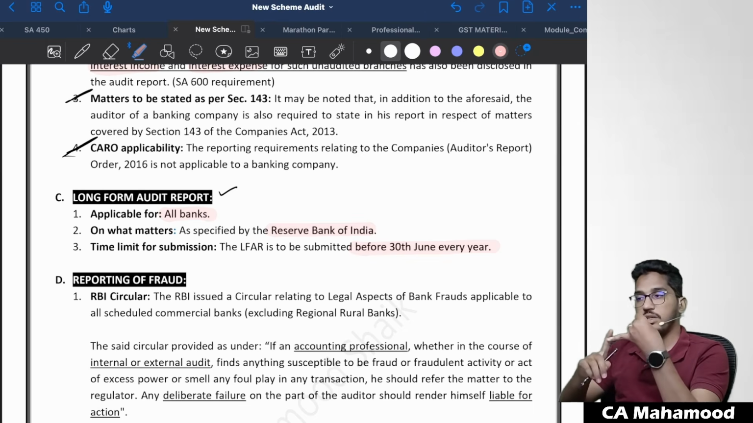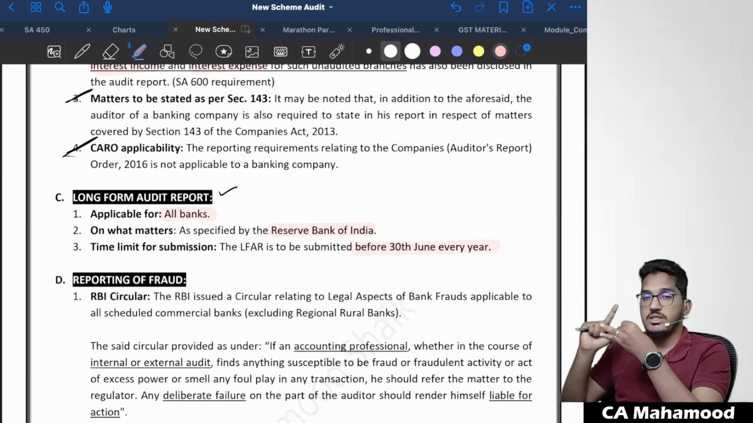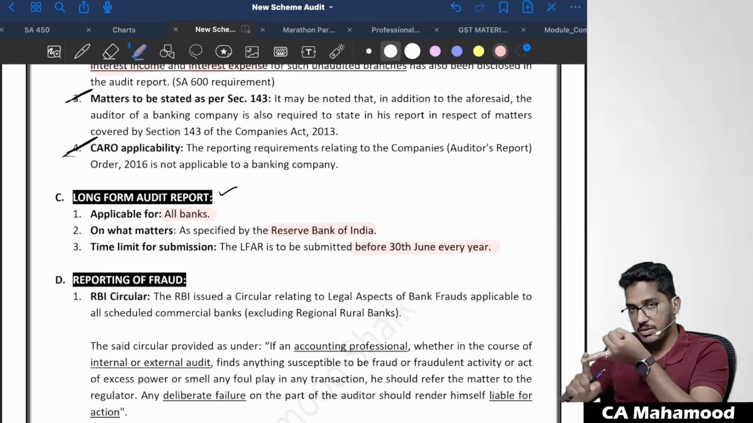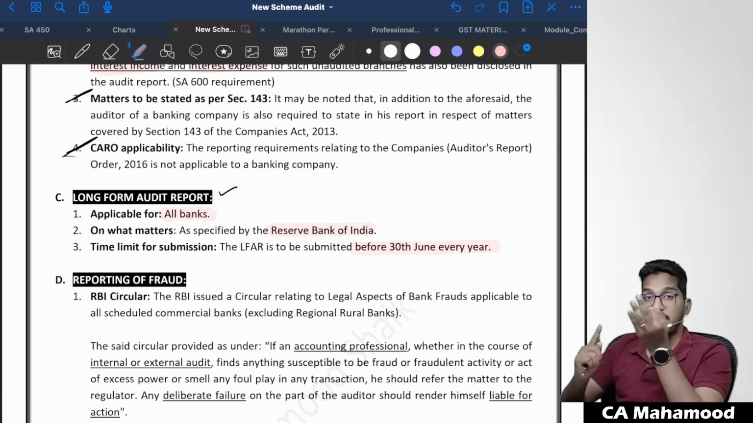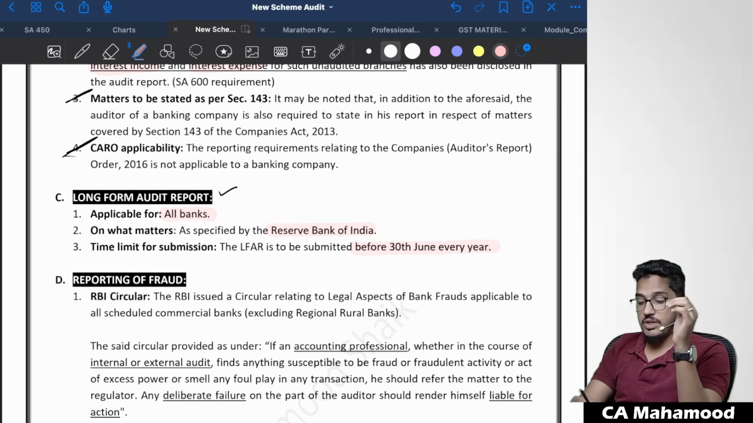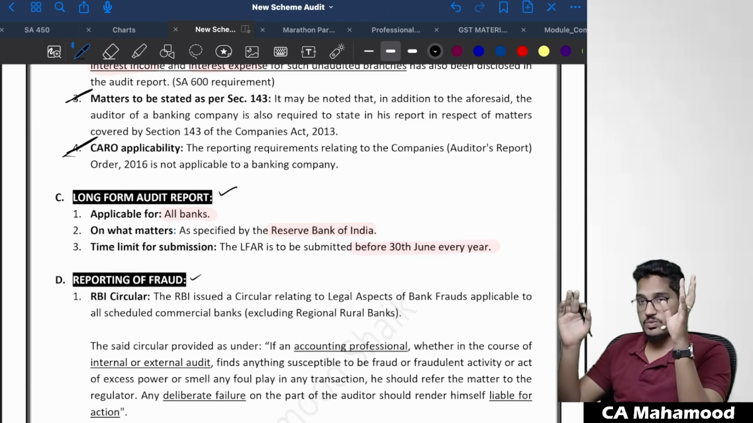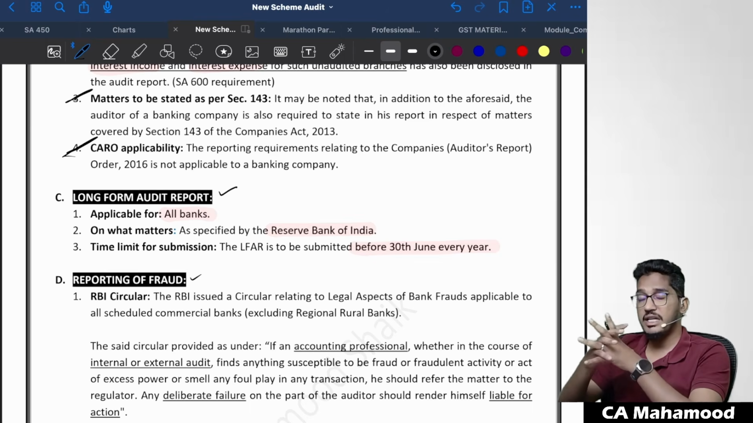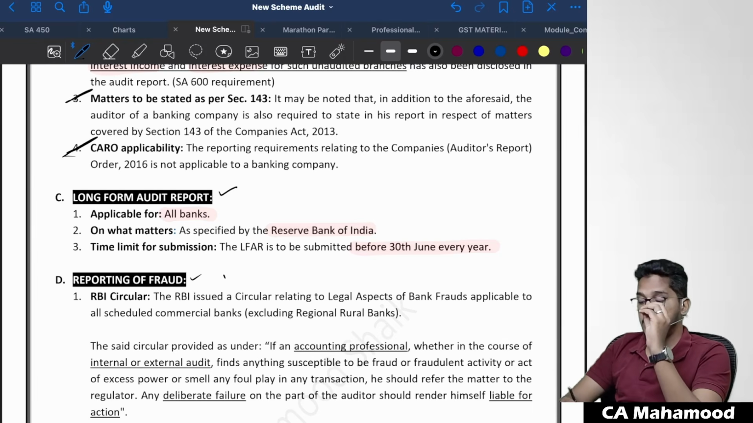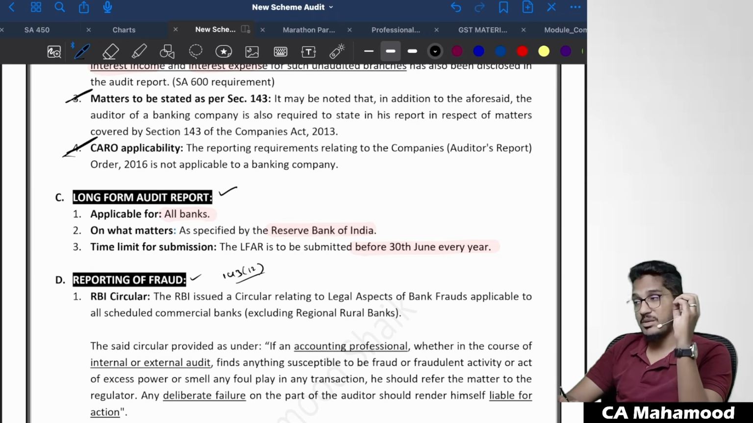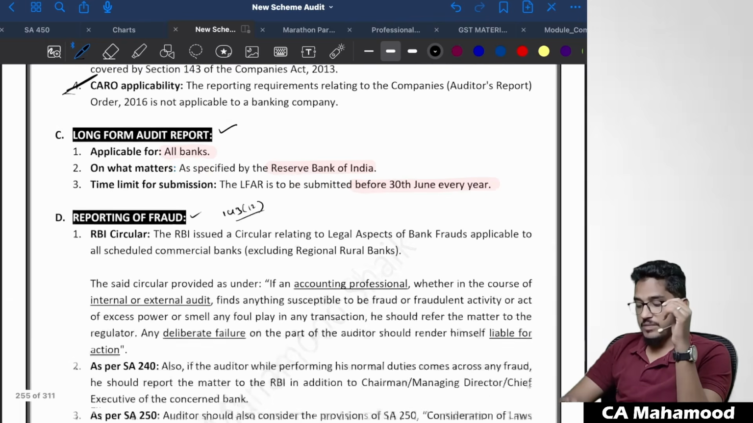So the main report you have to give. In case you are conducting the audit of a nationalized bank or SBI, you have to report to the central government. In addition to that, the LFAR is also there. In addition to that, you are also required to report on fraud. In case you find any fraudulent activity in the functions of the bank, you will fulfill the reporting requirements under 143 subsection 12. Reporting to the central government will become applicable. In addition to that, in case you find any fraud, you are required to report to the RBI as well.